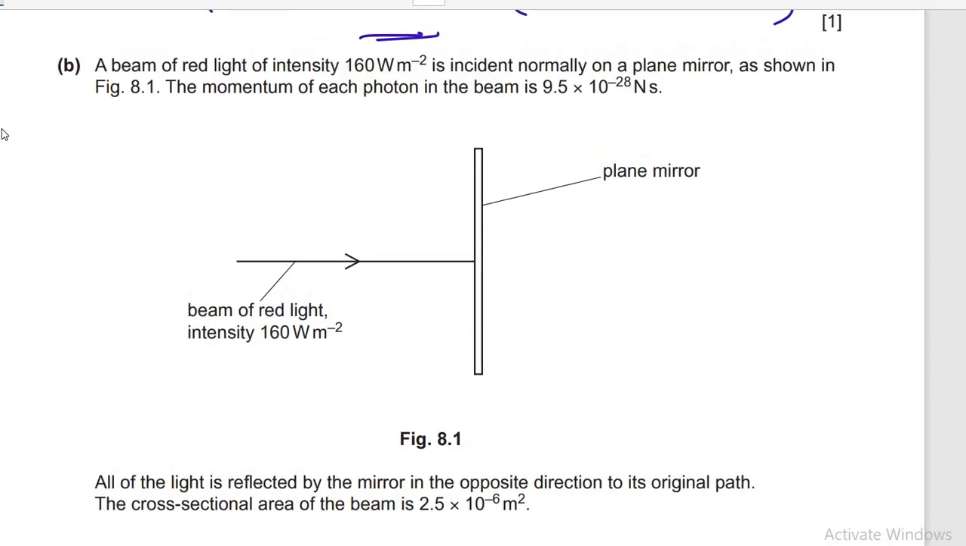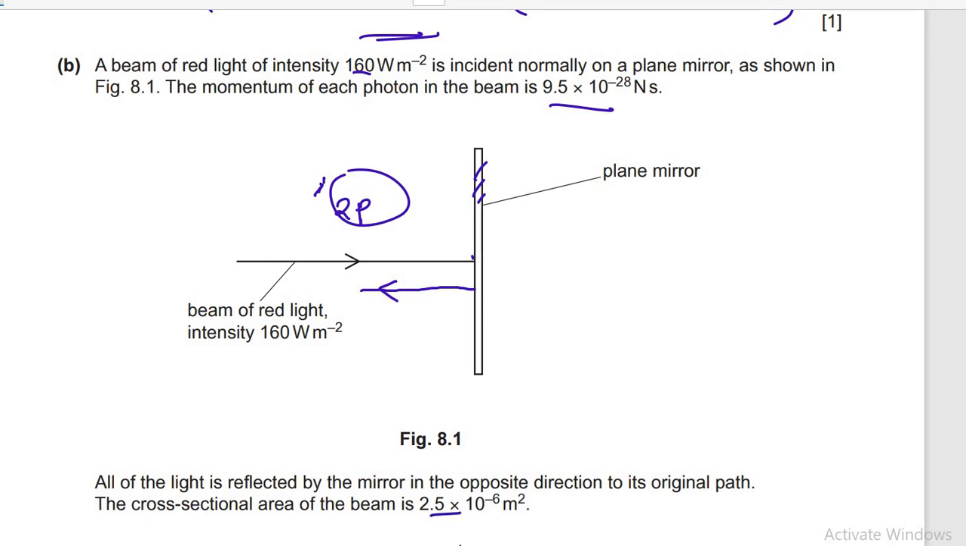The next question. A beam of red light, this is the intensity, incident on this plane. The momentum of each photon in the beam is this. If the beam of red light is incident on this plane, it is most likely going to reflect and change direction, so there will be a change in momentum, which is like 2p. Oh, you said it: all of the red light is reflected by the mirror in the opposite direction.